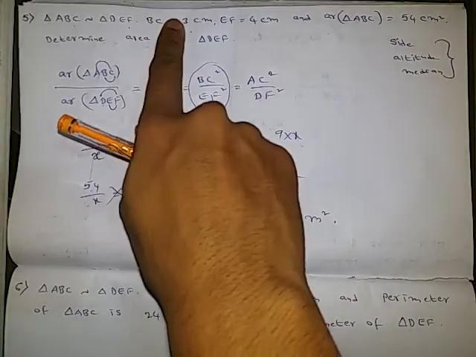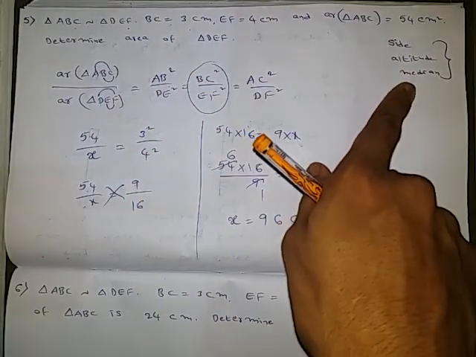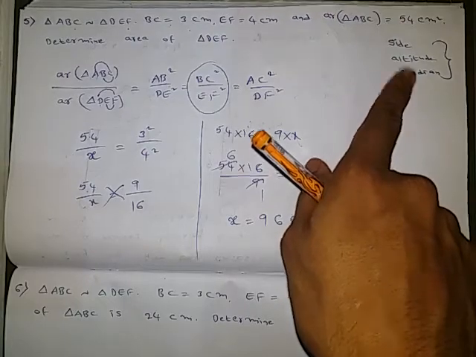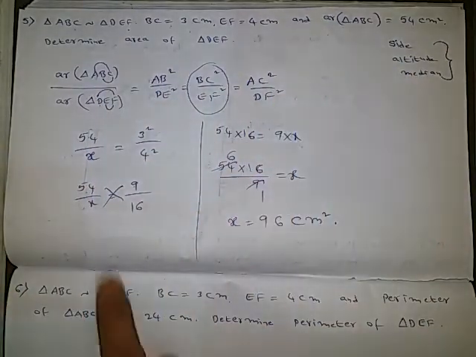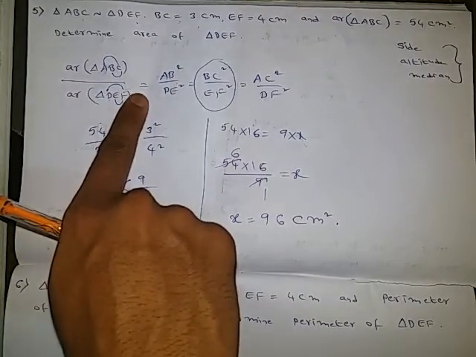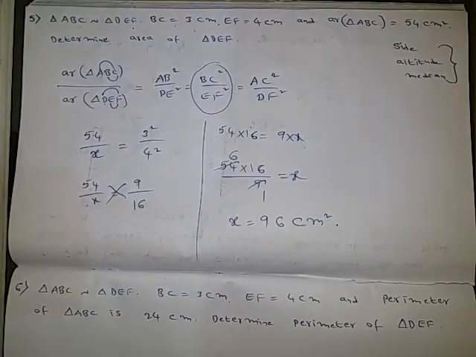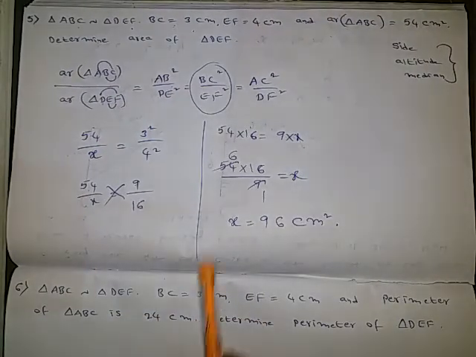If they give sides, or altitude, or median, or angular bisector, the same process. The area of the first triangle divided by the area of the second triangle is equal to the square of the first side by the square of the second side. Now this is for area.